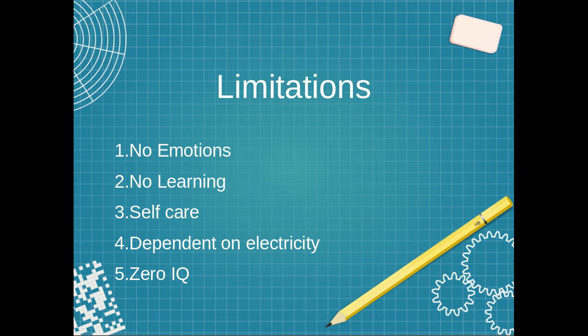The next limitation of computer is zero IQ. So a computer can only complete the tasks which are instructed to it. It has no intelligence of its own to complete the task or to take any decision on its own. So children, these are some of the limitations of computer. So now please verify the limitations which you have written against the limitations which I have explained.